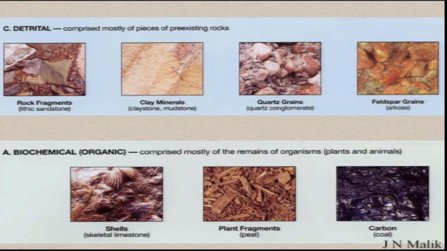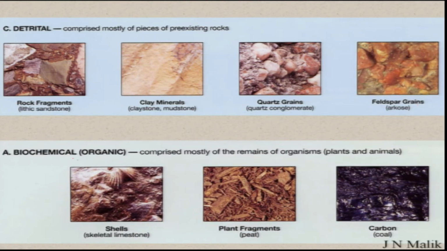Within those rocks you will find some fragments of the old rocks. You may have some igneous rock fragments, or metamorphic rock fragments and so on. So we have what we call lithic sandstone, then clay minerals, clay sandstone, then quartz and so on. We have quartz conglomerates mostly, and then some of the feldspars here, so we can say argillaceous rocks.